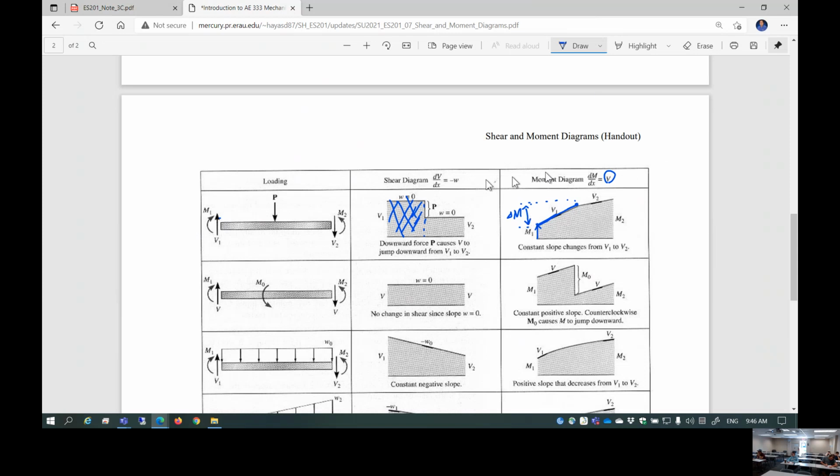Okay? And then here, since you're applying force P, you have a jump. So the internal shear all of a sudden changes to B2, which is a decreasing slope. The slope is decreased here. And then the value becomes M2 at the end. And then because of the M2 support reaction, you go back to 0.